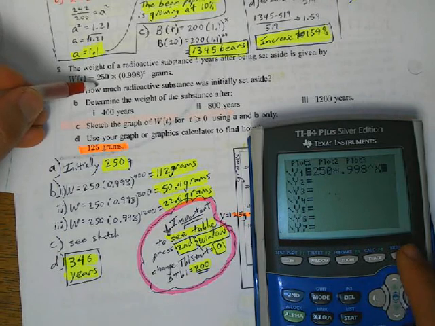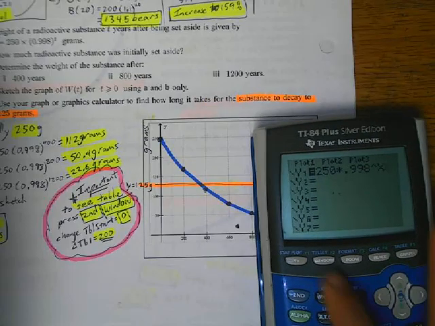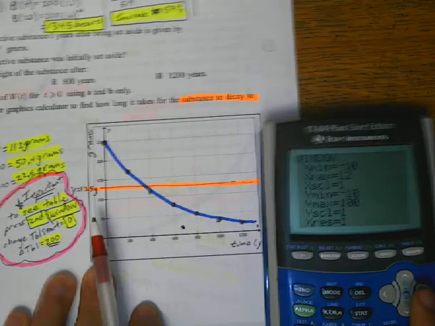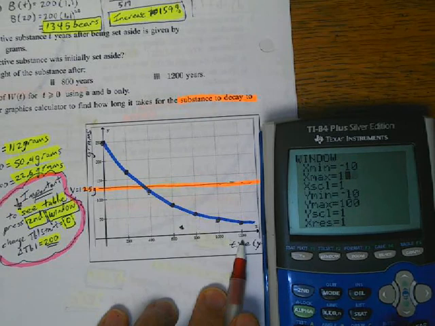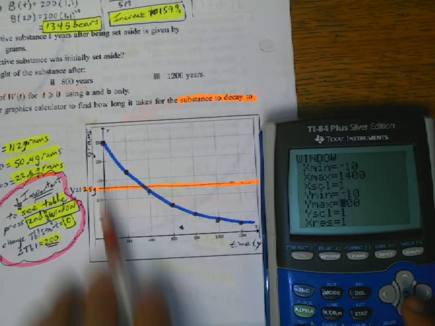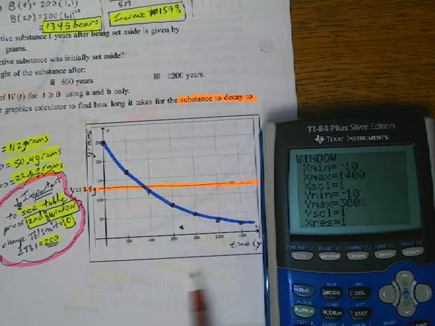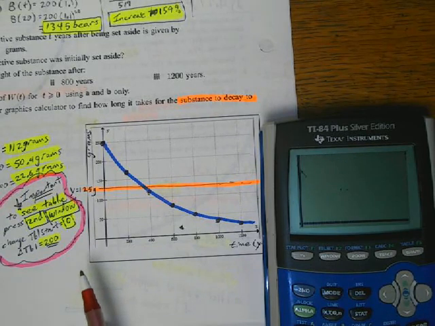In order to see the graph, I need to press window, and I'm going to change the x max to 1400 and the y max to 300, looking at the x max and y max on my graph. And then I get this graph.